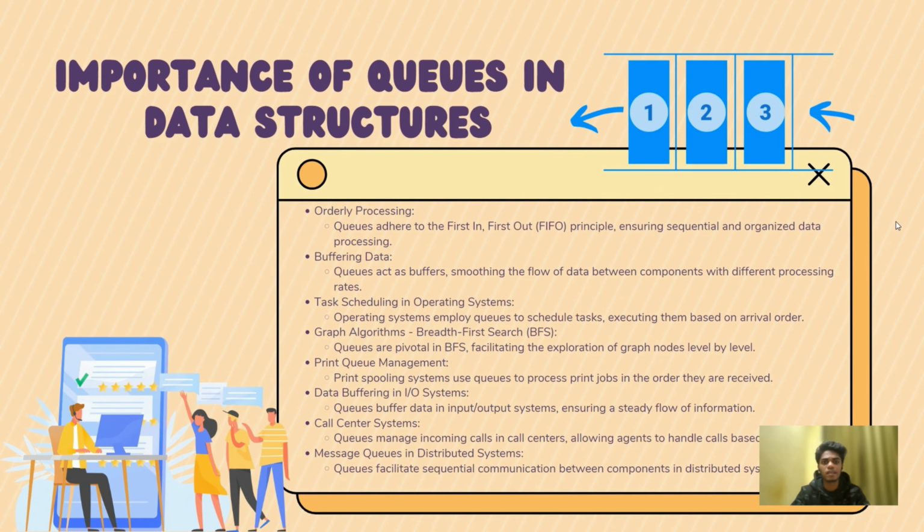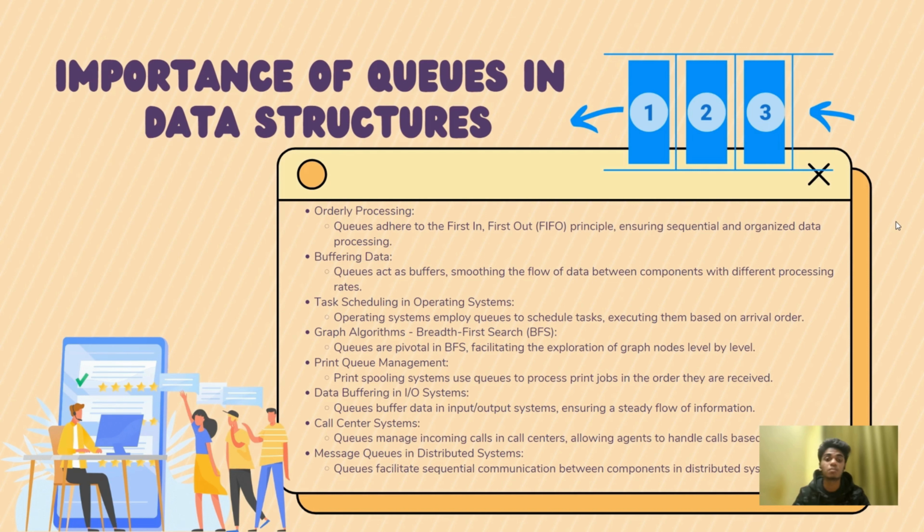The importance of queues in data structures includes orderly processing. Queues adhere to the first in, first out principle, ensuring sequential and organized data processing. Buffering data. Queues act as buffers, smoothing the flow of data between components with different processing rates. The next importance is task scheduling in operating systems. Operating systems employ queues to schedule tasks, executing them based on arrival order. The next importance is graph algorithms. Breadth first search. Queues are pivotal in BFS, facilitating the exploration of graph nodes level by level.